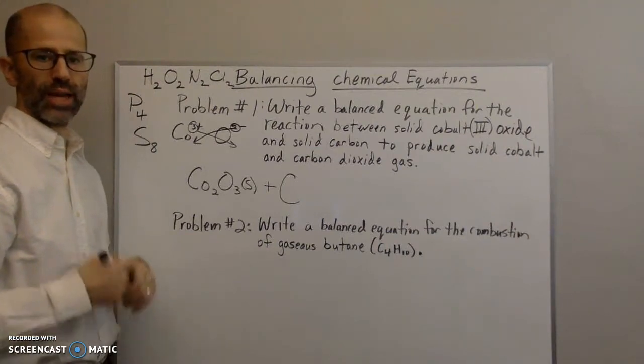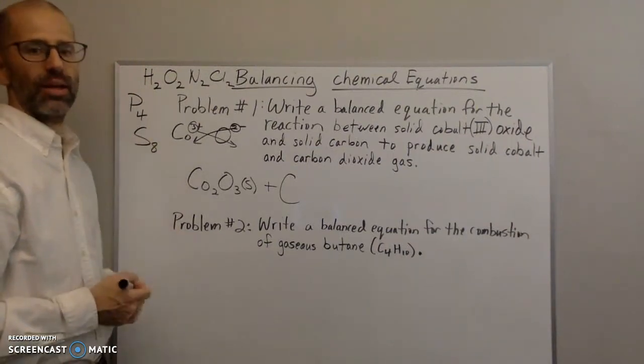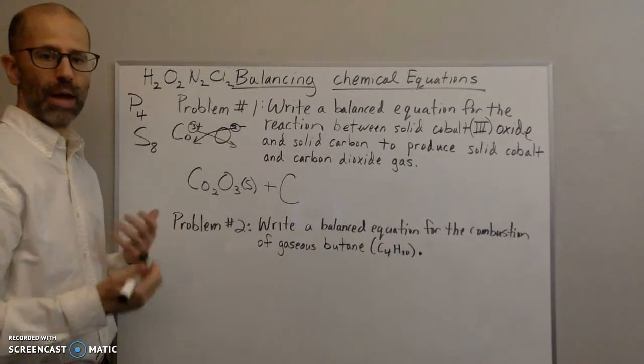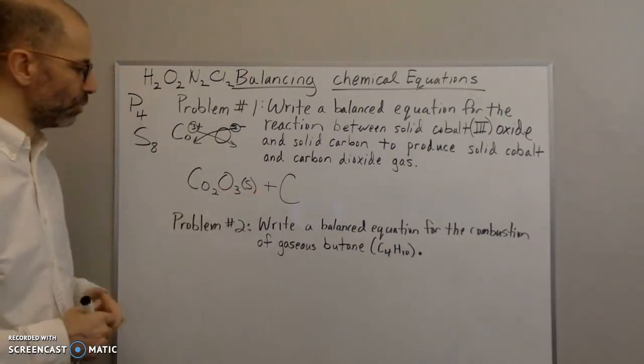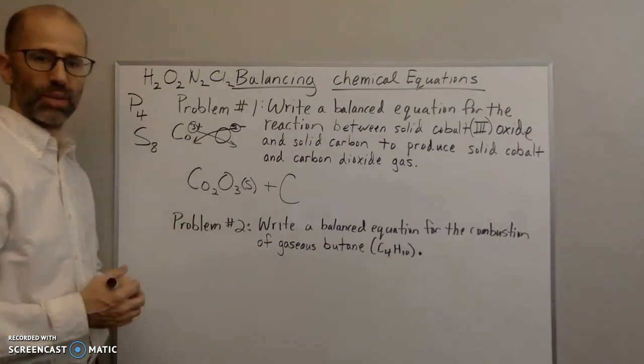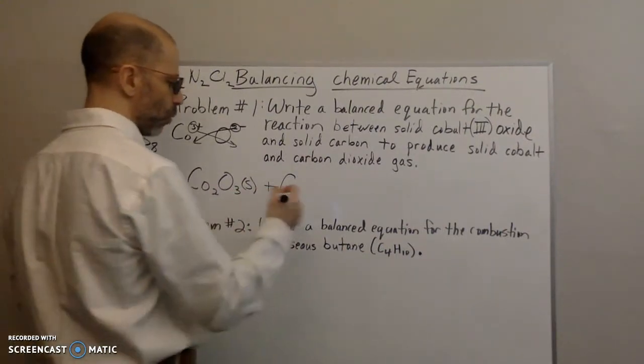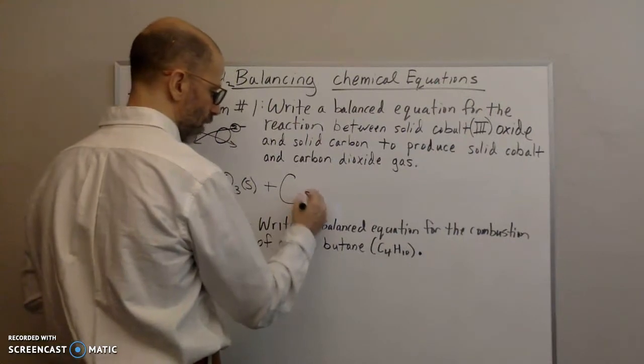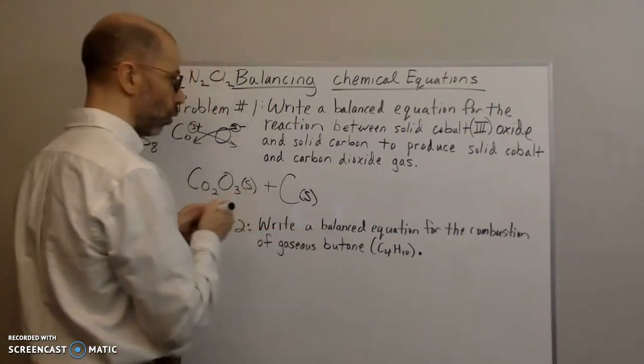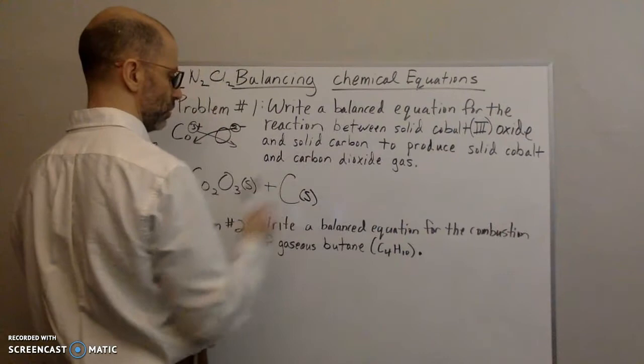You need to know those. Anything that is not one of these is going to be atomic. So here we have carbon, which is not one of the molecular elements, so it's just going to be by itself, 1C. And then it's a solid, right? Because we're told it's solid carbon.